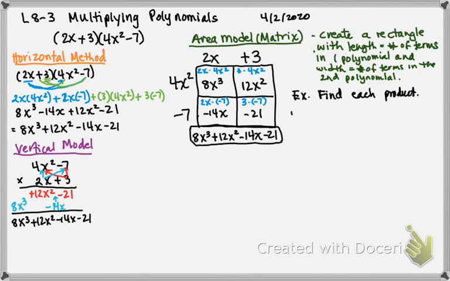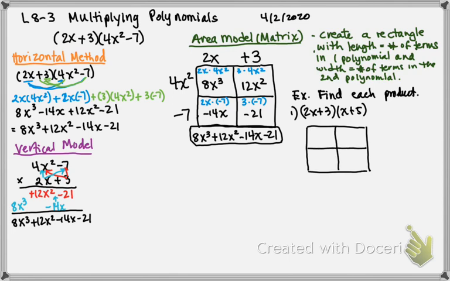So first one, we're going to do 2x plus 3 times x plus 5. So it's going to be a 2 by 2 box. Now, something happened in the last one, but you didn't really see it. But it will show up even more clearly here. So all I'm going to do is my math out.